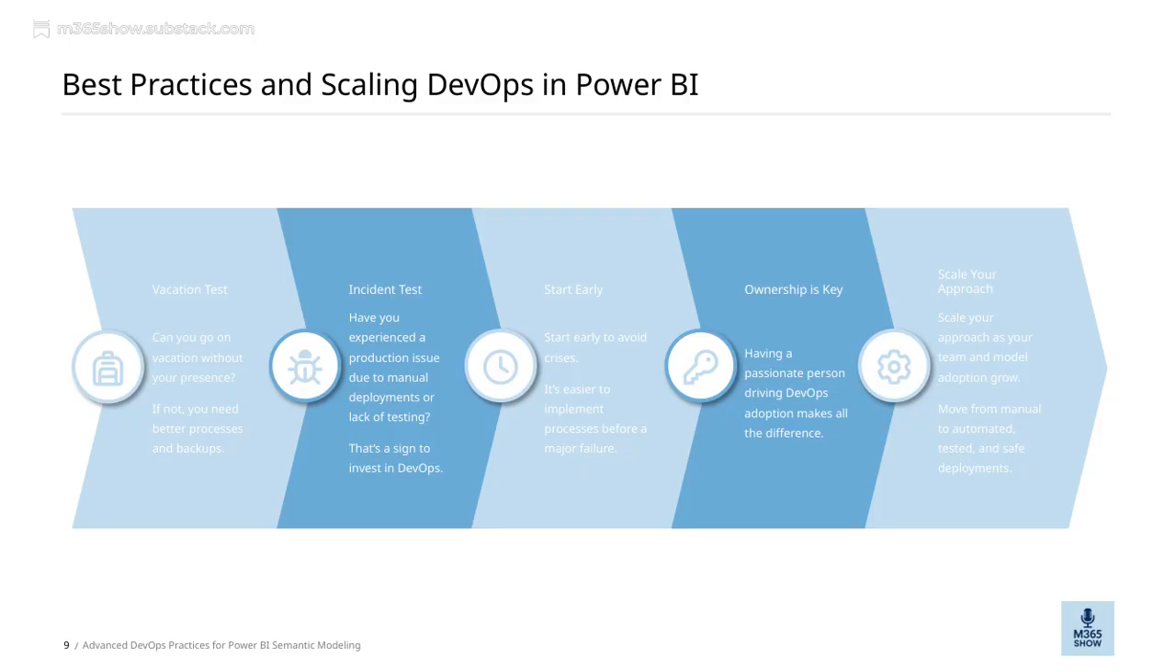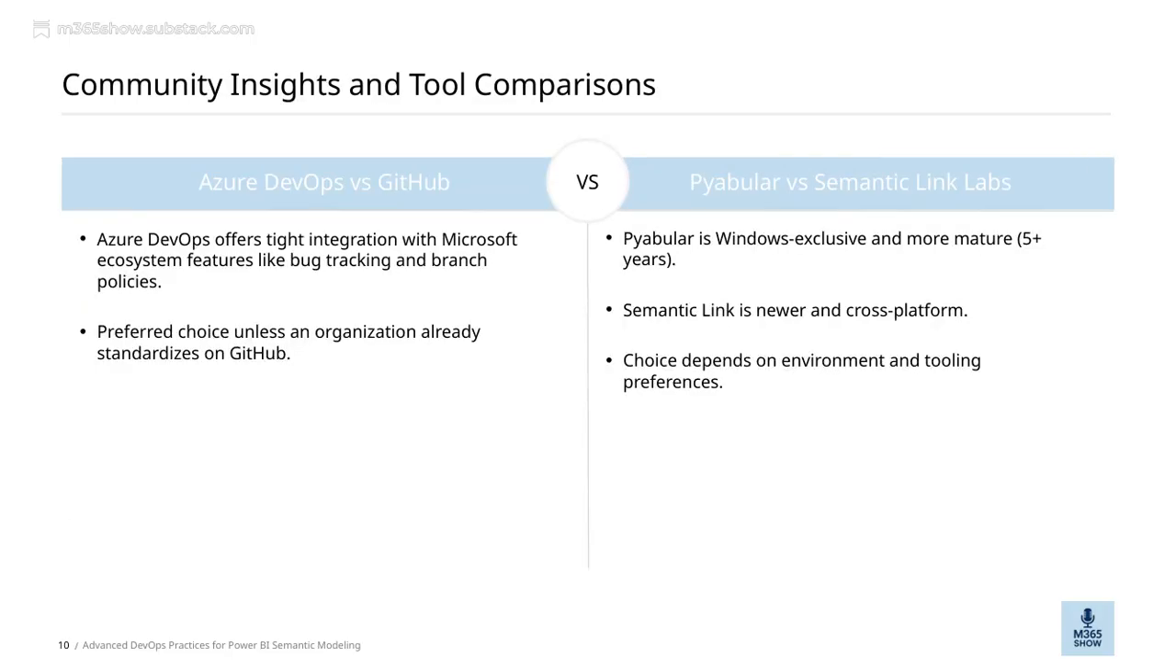Another good test is the vacation test. Can you step away and go on vacation without worrying about your Power BI environment? If not, it indicates that your processes and backups need improvement. So, focus on scaling smartly, fostering ownership, starting early, and ensuring your processes are resilient enough to support your team's growth and success. Let's take a closer look at community insights and tool comparisons.